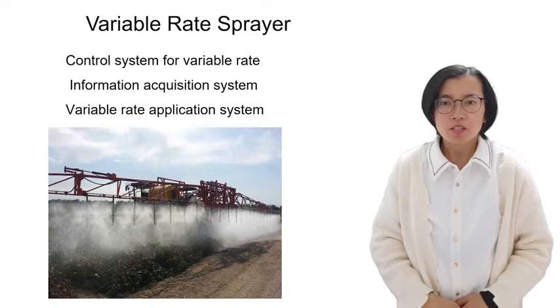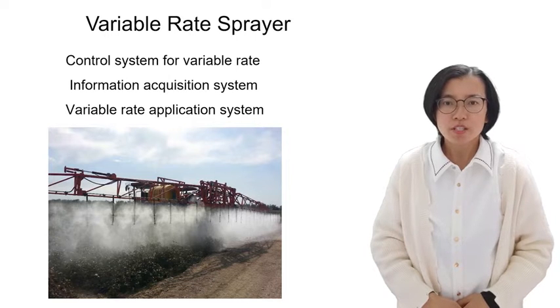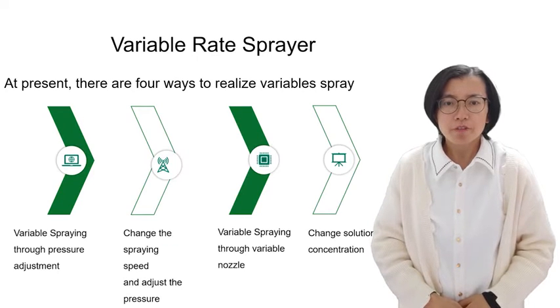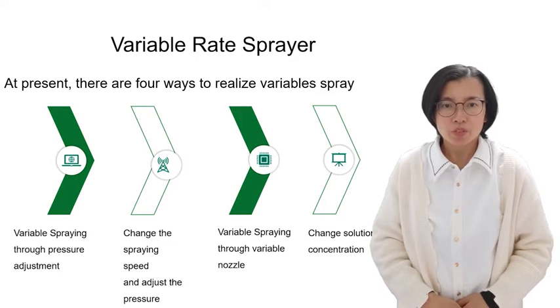Variable rate sprayer. There are three parts of this kind of sprayer. The first one is the control system for variable rate. The second one, information acquisition system. The third one, variable rate application system. At present, there are four ways to realize variable spray.